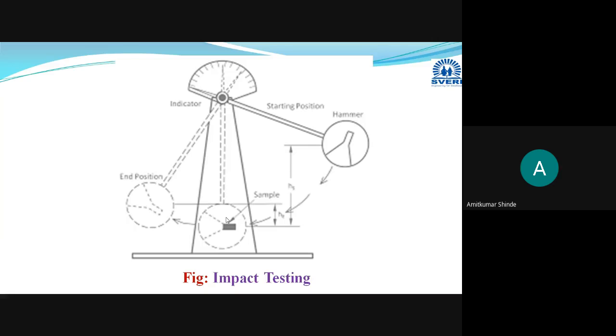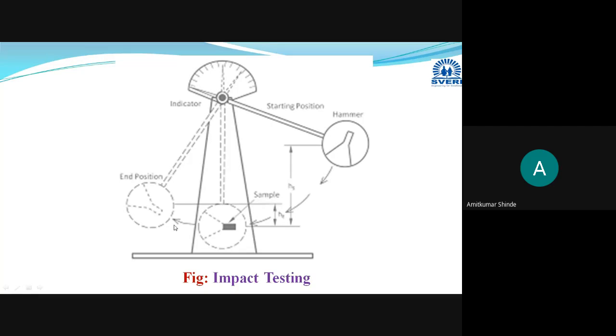We are creating the notch, and this hammer will be struck, and we are going to check their initial position and final position, and we are going to calculate the amount of energy absorbed by that specimen before failure. This is the impact testing.